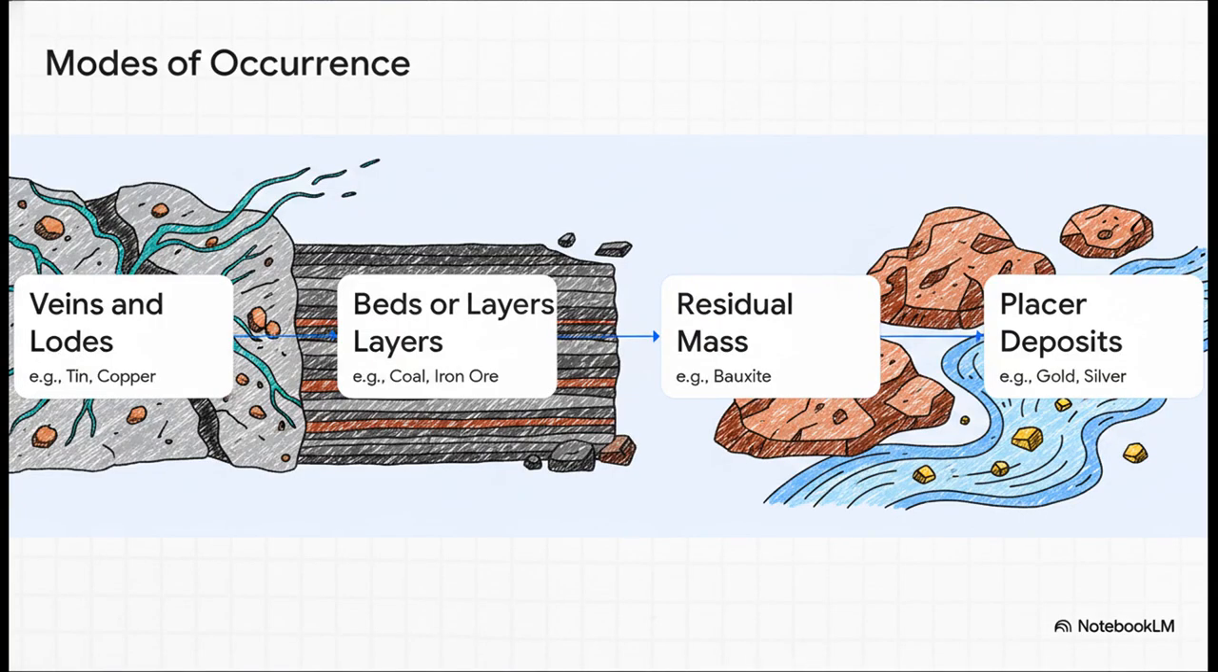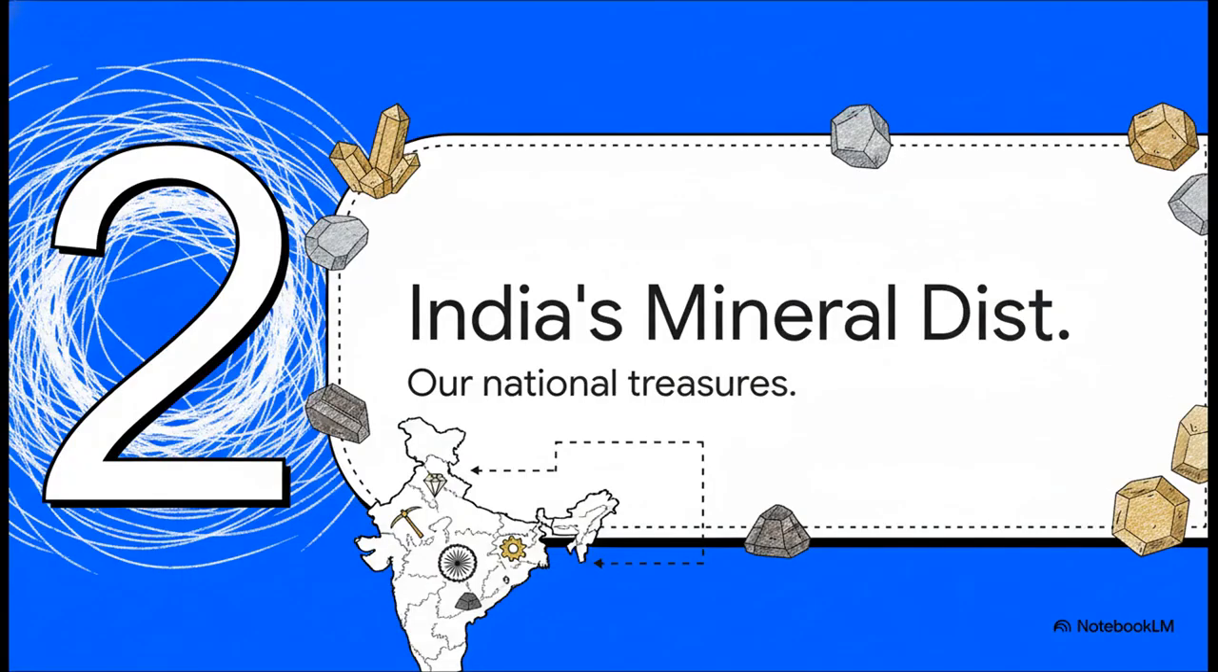Remember these different ways minerals are found, as this could easily be a short answer question. Just make sure you can connect one example with each type. For instance, copper is found in veins and lodes, coal in beds or layers, bauxite as a residual mass, and precious metals like gold in alluvial deposits. Right, let's move on to our next section.